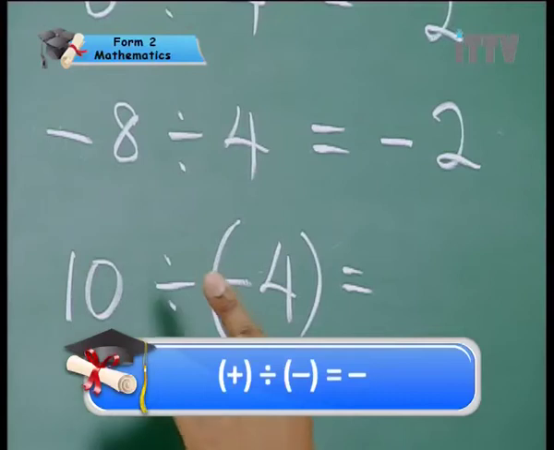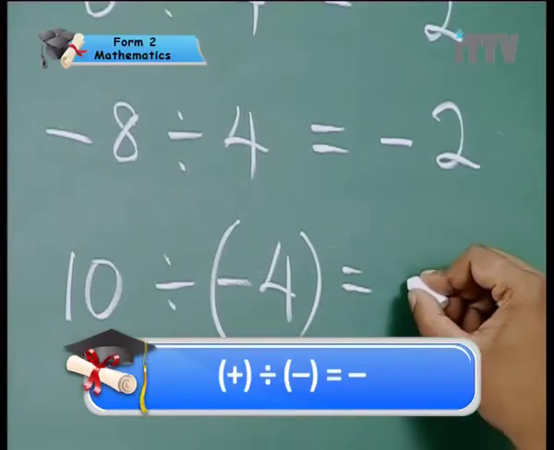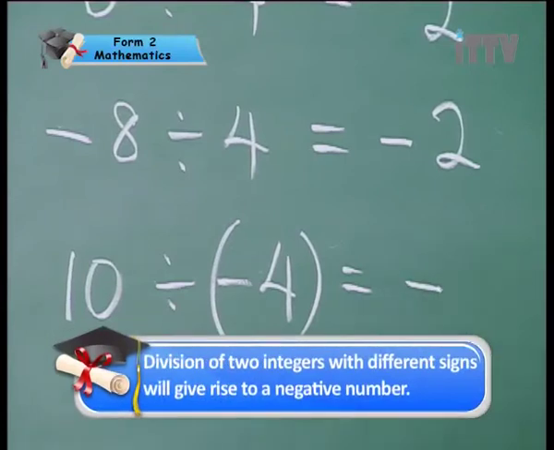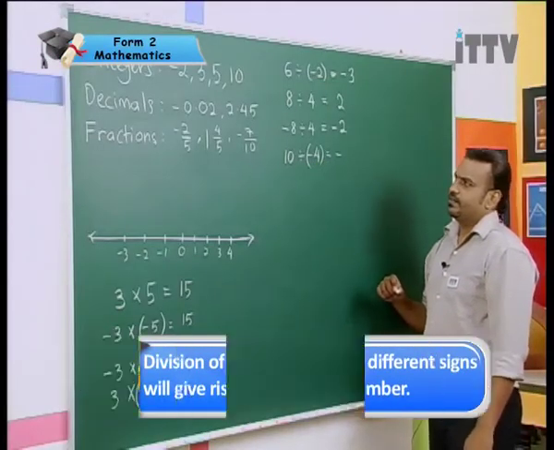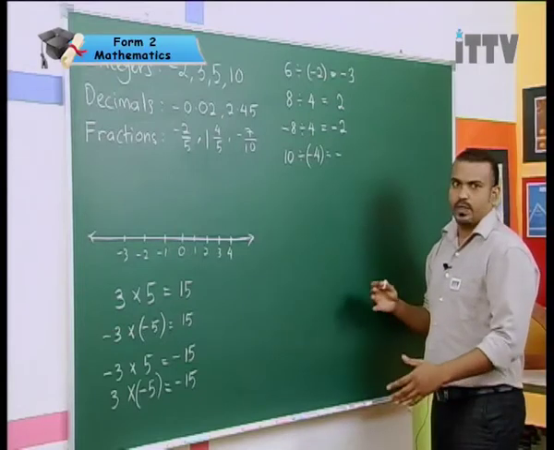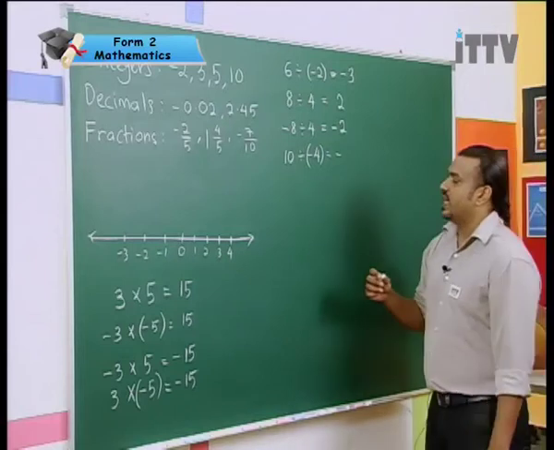Positive integer divided by a negative integer. The answer should be negative numbers. Very good. 10 divided by 4. Oops. We can't seem to divide it without any remainder, right? So let's see now how we can write down the answer.